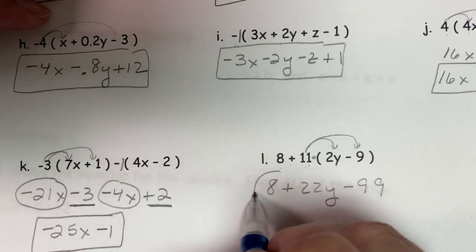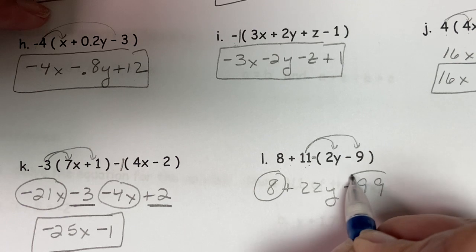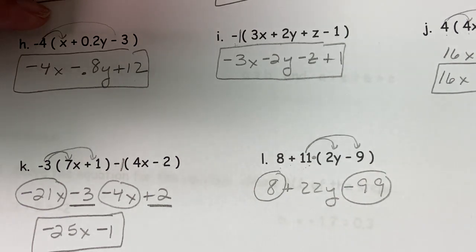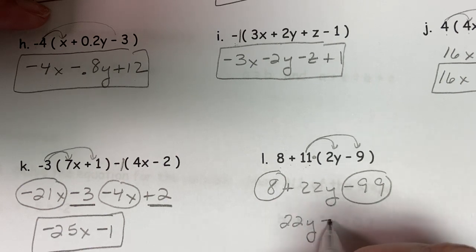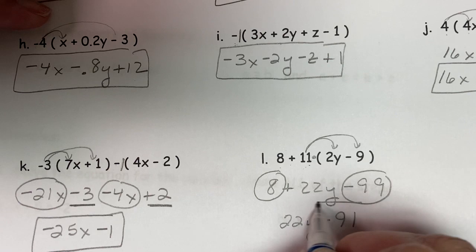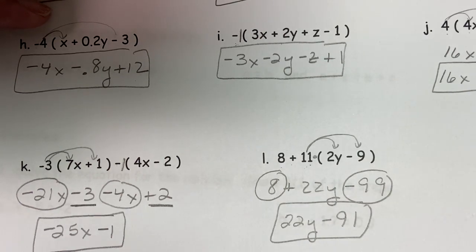Now let's go ahead. We can combine the positive 8 and the negative 99. So we'd end up with 22y, and if I combine 8 and negative 99, I'm going to get negative 91.